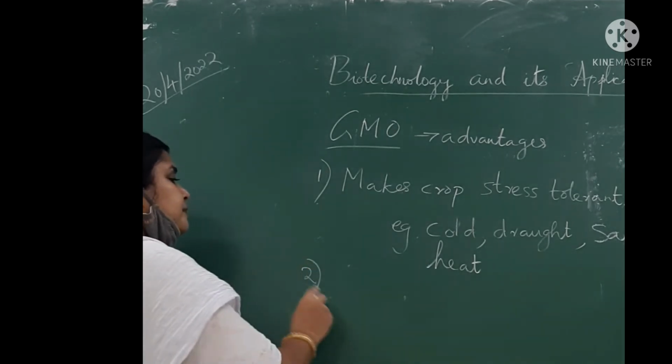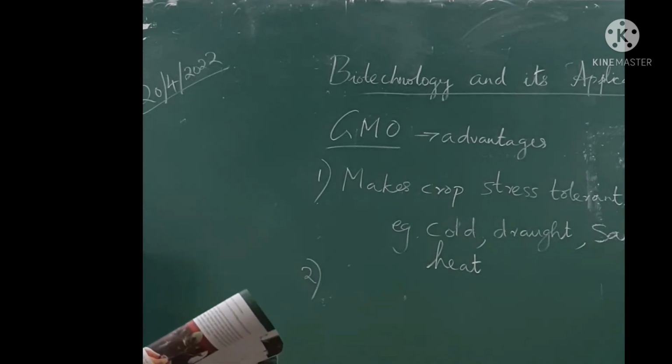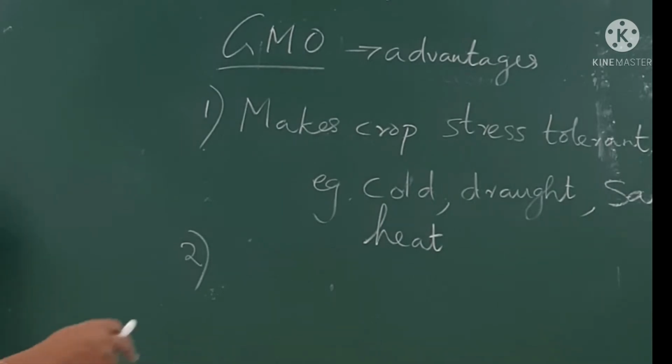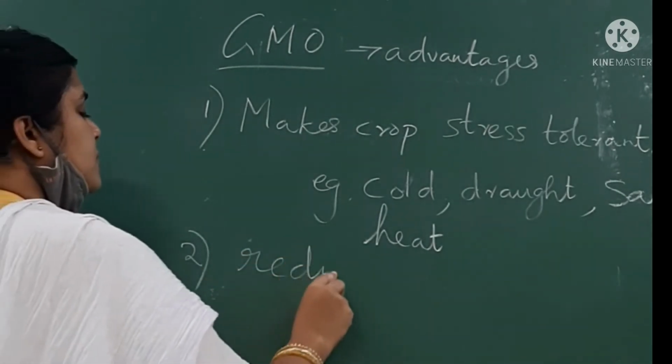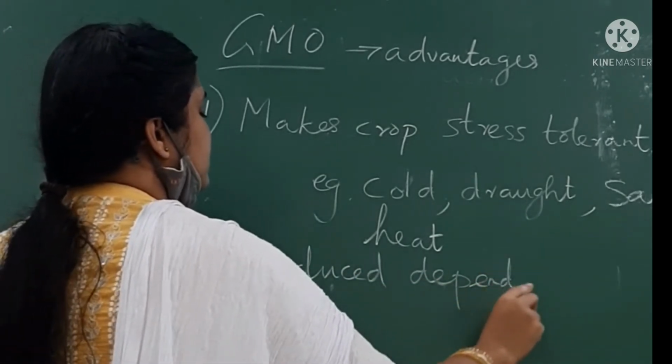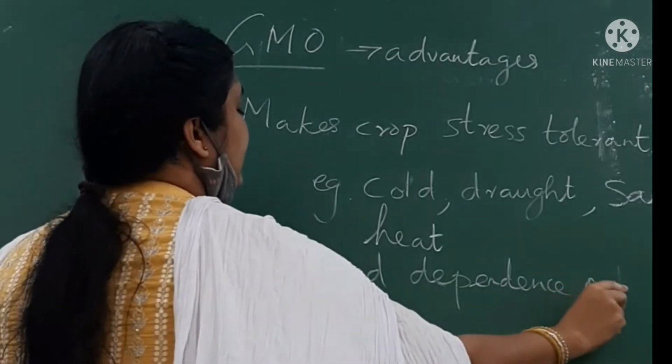Second, they will have less dependence on chemical pesticides. For example, in the morning I told you about Bt Cotton. If you are already making the genetically engineered cotton plant, there is no need to kill the pest using chemicals, because from within the genes are expressing. So that is the meaning of the second point. Reduce reliance means reduce dependence on chemical pesticides.